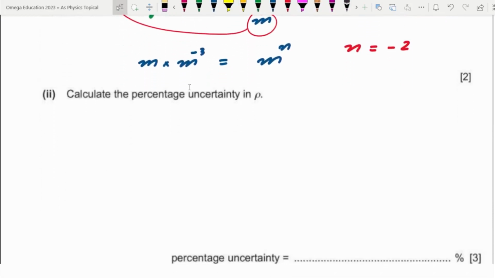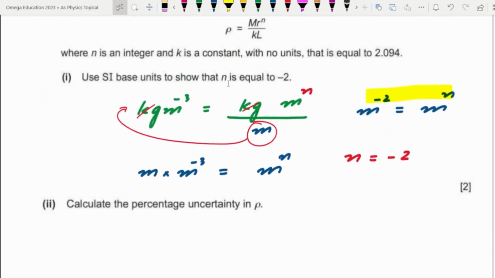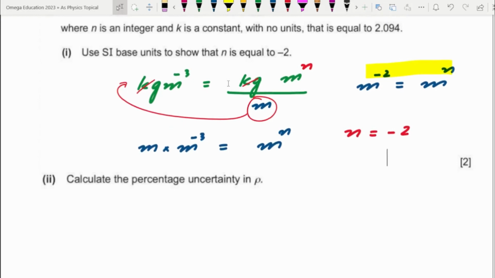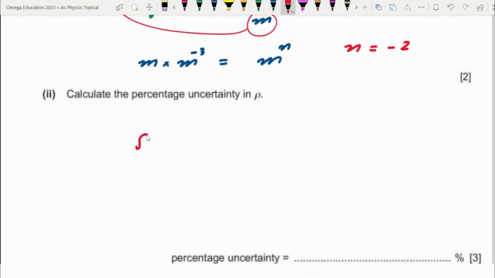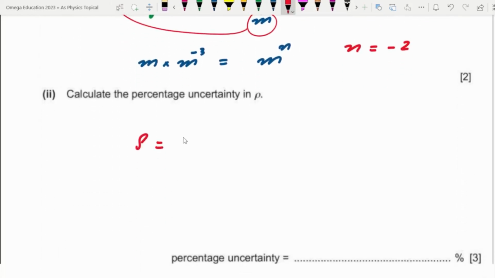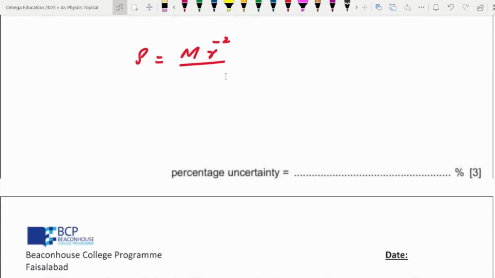Now in the next part we need to find the percentage uncertainty in rho. Alright, so you can make rho the subject. It is already the subject. I'm going to rewrite the equation. So rho equals m r raised to the power -2 divided by KL.